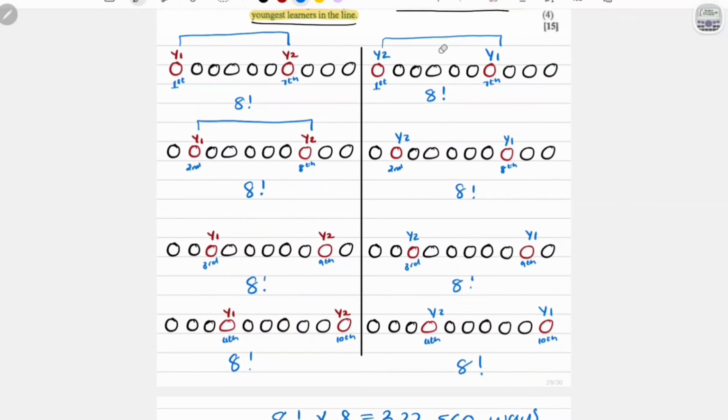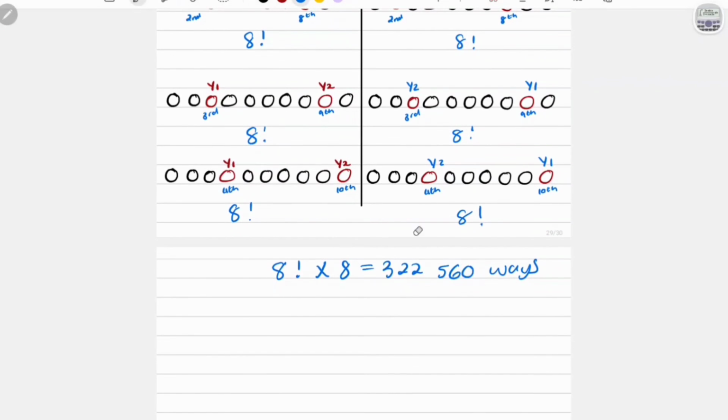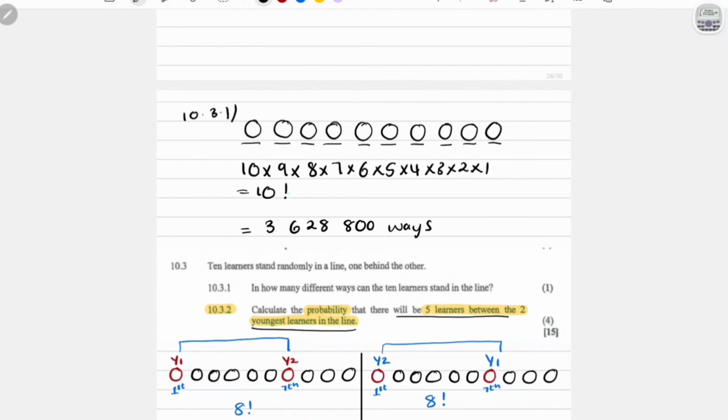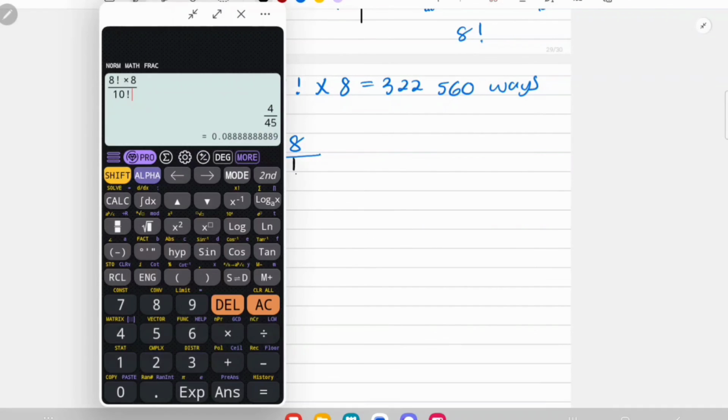But also do remember that they did say you need to find the probability. So you see, I'm trying to find the categories out by hand. Then we have to put this as a probability, right? So it's going to be this, in other words, 8 factorial times 8 over the total number of ways that they can stand, if they were not being grouped or manipulated in any way. And we know that total number of ways was 10 factorial, the 10 learners, right? So over 10 factorial. And then I'll just simplify that.